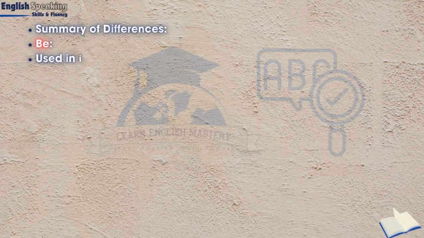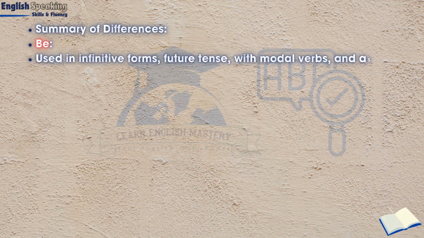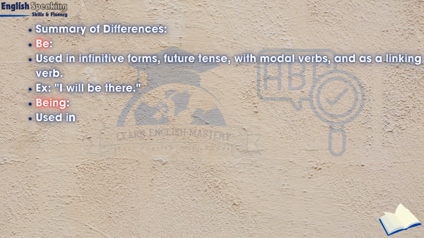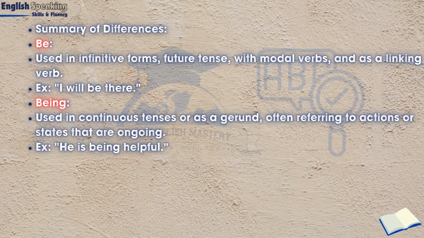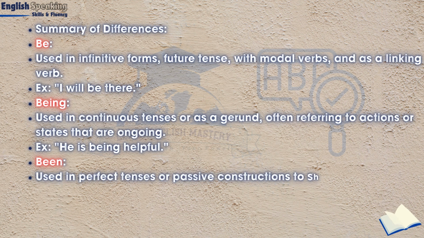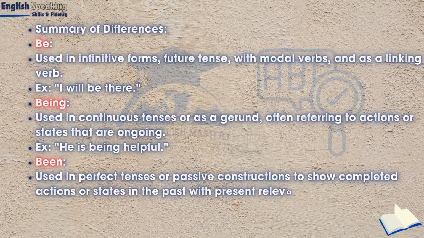Summary of differences. Be, used in infinitive forms, future tense, with modal verbs, and as a linking verb. I will be there. Being, used in continuous tenses or as a gerund, often referring to actions or states that are ongoing. He is being helpful. Been, used in perfect tenses or passive constructions to show completed actions or states in the past with present relevance. I have been to the store.